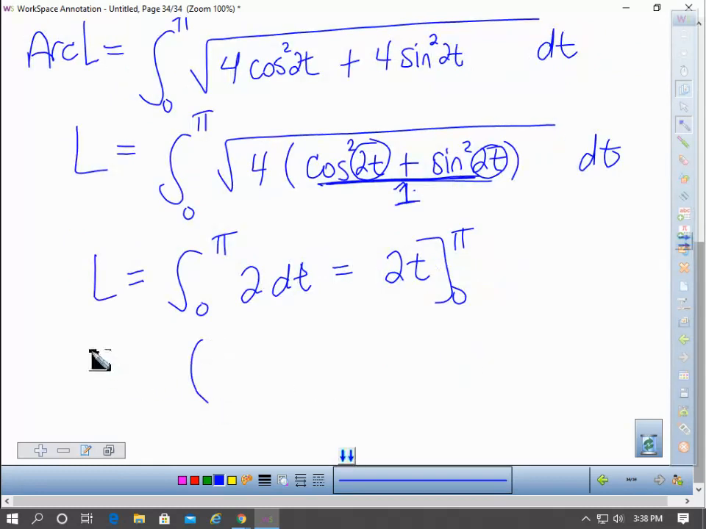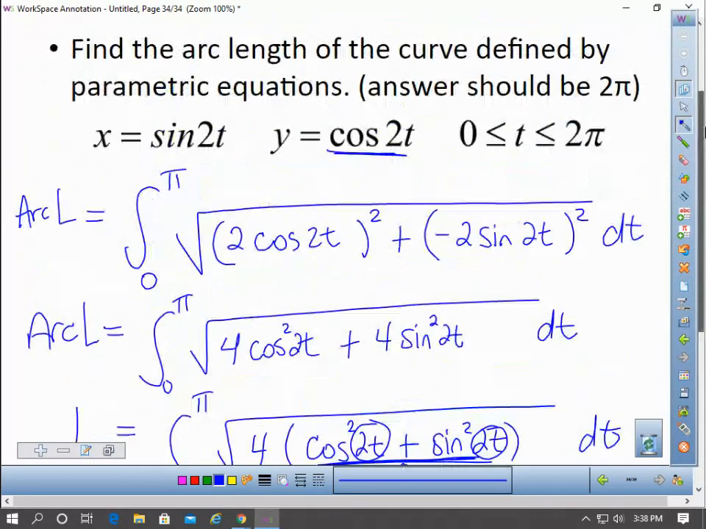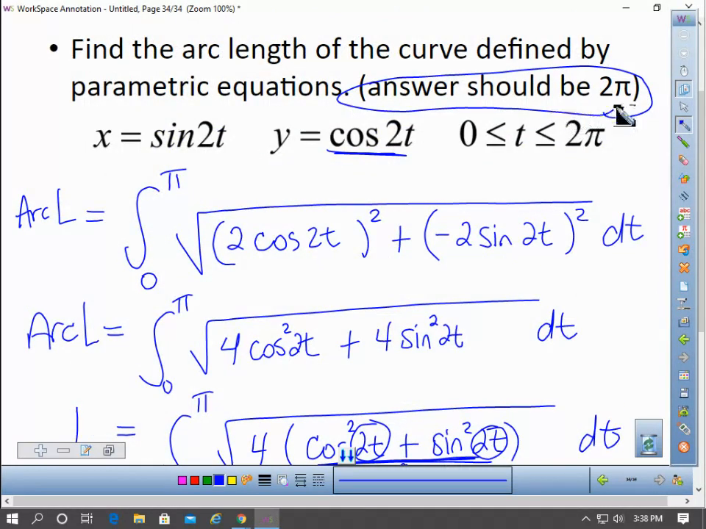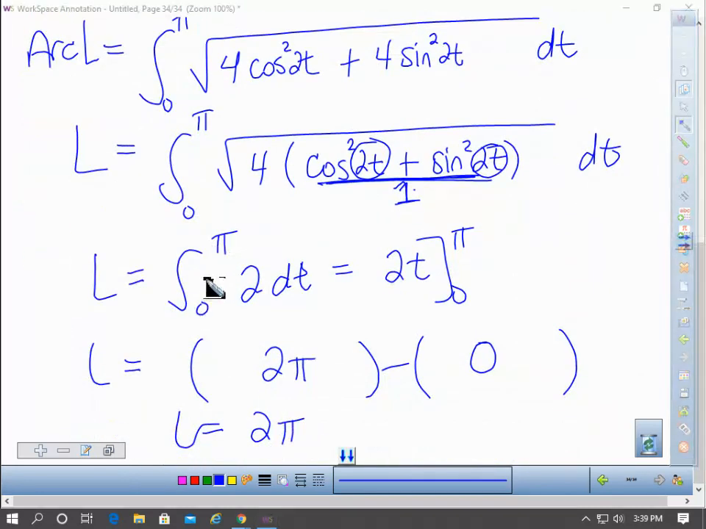So now we do the fundamental theorem of calculus. We put a pi in there, that'll be 2 pi. Then we put a 0 in there, gives a 0. So the answer is 2 pi. Now, I told you up here at the top that the answer should be 2 pi. So if I'd done the integral from 0 to 2 pi on my limits of integration, I would have been putting in a 2 pi, which would make the answer 4 pi, which means I've gone around the circle twice and I've counted that arc length twice, which would be the wrong answer.